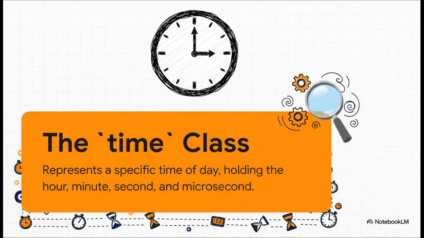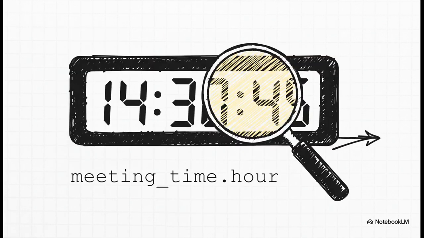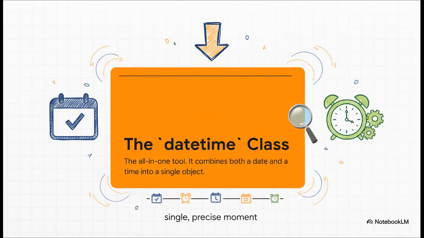Okay, now let's look at the other side of the coin, the time class. You can think of this one as our stopwatch. It handles a specific time of day, hour, minute, second, and it's completely separate from any particular date. And you guessed it, creating a time object is just as simple. You just pass in the hour using a 24-hour format, along with the minute and second. So here we're setting a meeting time for 2:30 p.m. and 45 seconds. The result is exactly what you'd expect. And just like with the date object, you can pull out individual parts. If you need to check if a meeting is in the morning, you just grab the .hour. Simple as that.